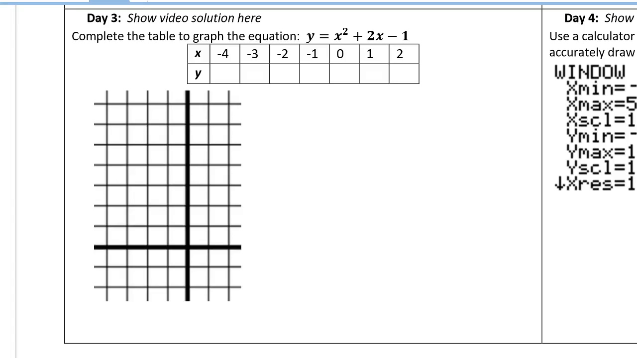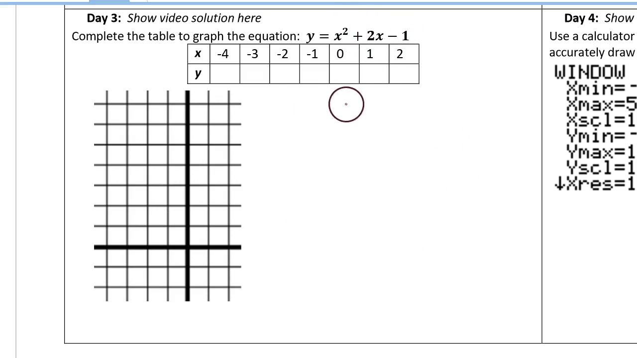Here's the solution for day 3. Complete the table to graph this equation. In this table, there are several x values given. We need to find the corresponding y values. To do that, you substitute each x value into the letter x up here.